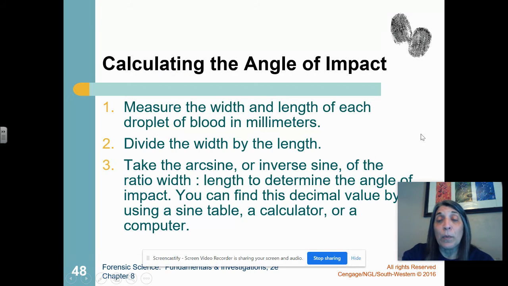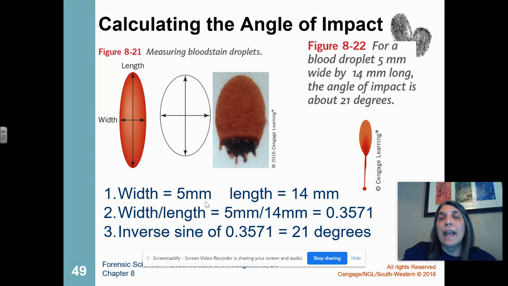Remember, we calculated that by measuring the width and the length of each droplet of blood, and y'all did this on the little cards in the classroom. You divided the width by the length, and you came up with a decimal, which we tried to carry out to about 4 decimal places. Then we used the inverse sine on our calculators, and we came up with a number that was an angle in degrees, like a 23-degree angle, 30-degree angle, whatever. There's also a table in the back of your textbook where you can look up sine and tangent if you don't know how to do it on your calculator, but I think we can get through this. So this, again, is how you calculated it.